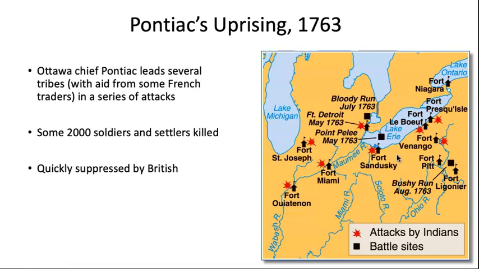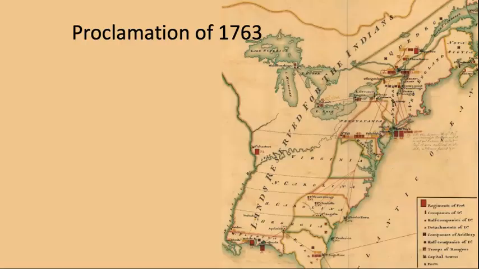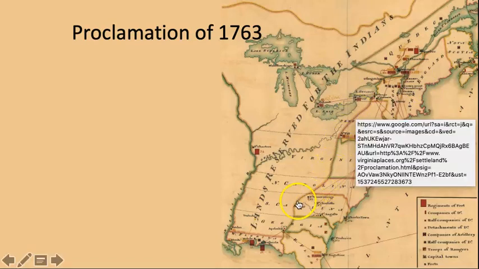But what it shows the British is that this is a problem. They can't have the colonists flooding over and attacking Native Americans, because either A, they're going to have more uprisings like this, and it's going to be a huge drain on their military resources, or B, the French are going to go back to war. The Indians are going to petition the French saying, help us, you've abandoned us, please come back, and they're going to have another war on their hands. So what do they do? They create the Proclamation Line of 1763, which is right here, right?